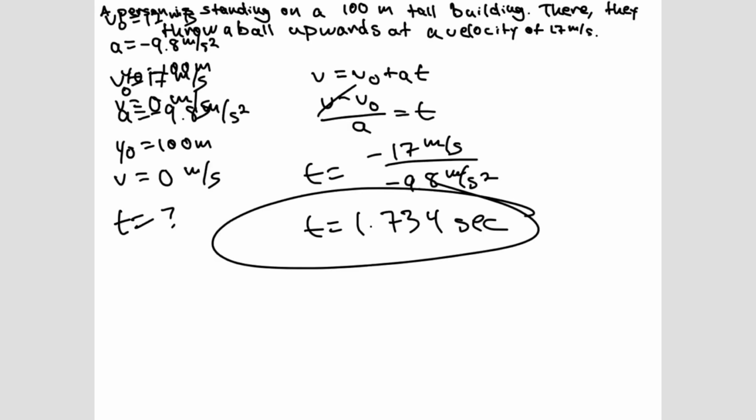So initial velocity is 17 meters per second. Acceleration is negative 9.8 meters per second squared. Initial height is equal to 100 meters. Final velocity, which is the velocity at maximum height, is 0 meters per second. The time to reach that maximum height was 1.734. And we're trying to find y.